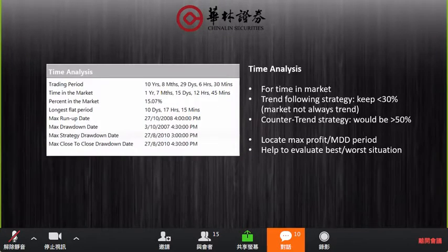Then the second one in the category would be the time analysis. The time analysis gives you some information about time, especially the percentage of time in the market. For example, in the example that we use, the takeaway gift, they got 15.07% of time in the market.